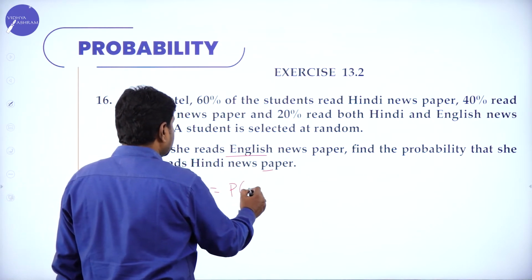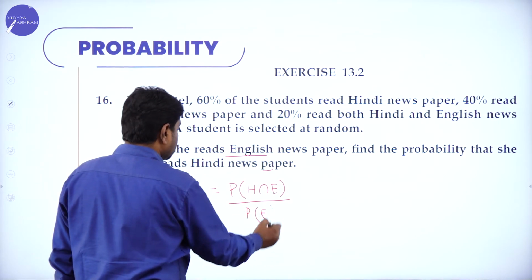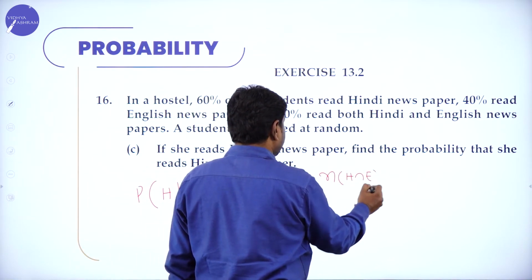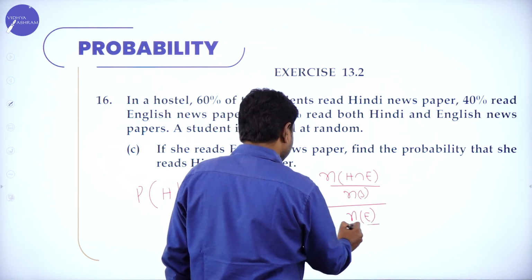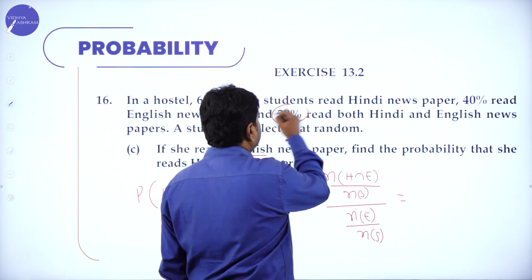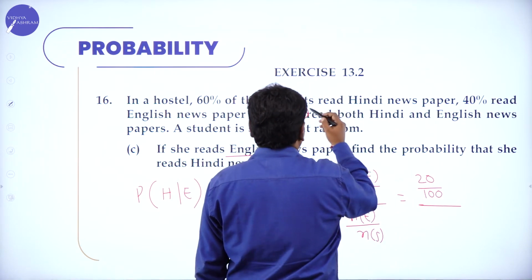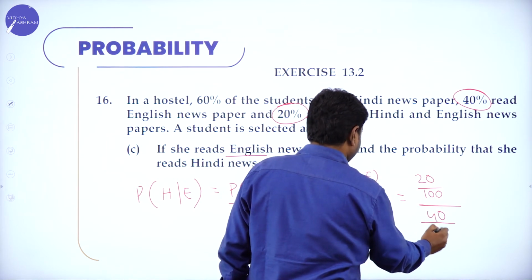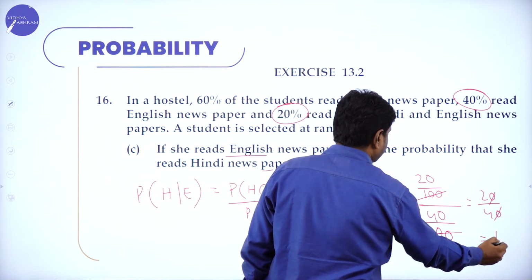What is P of H given E? P of H intersection E divided by P of E. What is P of H intersection E? N of H intersection E divided by N of S. What is P of E? N of E by N of S. H intersection E means both, they give 20%, 20 out of 100. And English, they give 40% read English, 40 out of 100. The 100 cancels, it will be 20 by 40, which is 1 by 2.